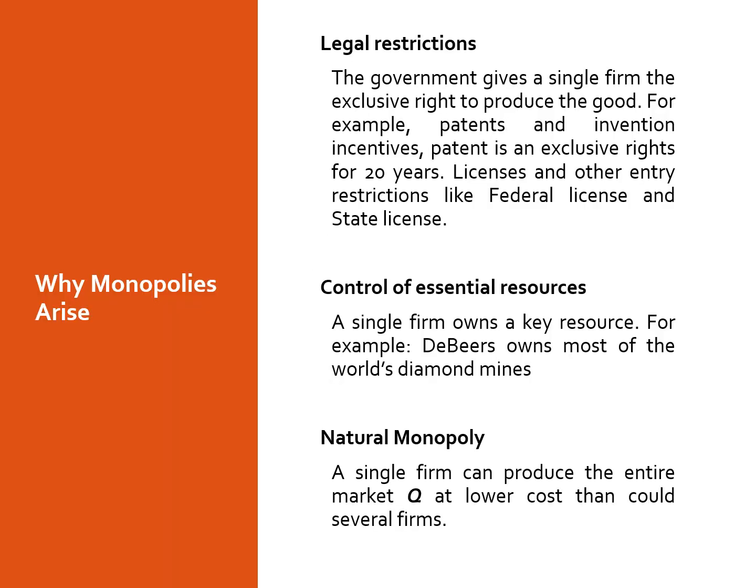So this is about why does actually the monopolies arise. So actually for the concept of the why monopolies arise ni sama dengan konsep the barriers to entry in the monopoly market lah. Okay, the first is in terms of the legal restrictions. So for the legal restrictions means that the government give a single firms the exclusive right to produce the good. For example, patent and invention incentive patent is an exclusive right for 20 years. Licenses and other entry restriction like federal license and state license.